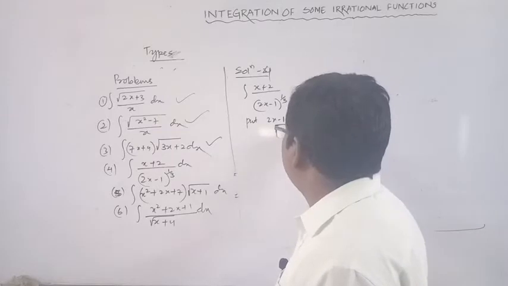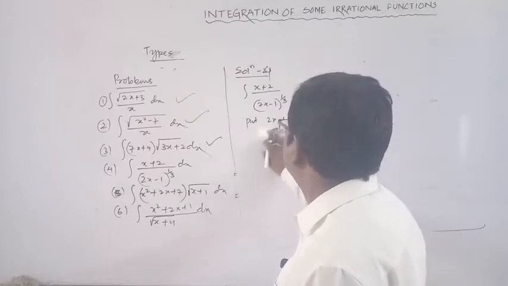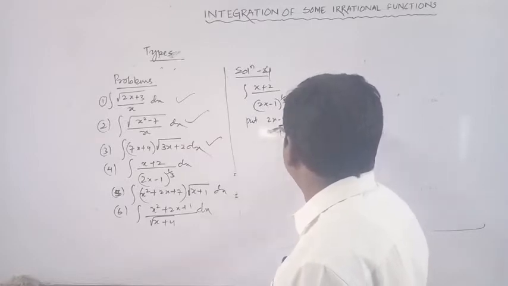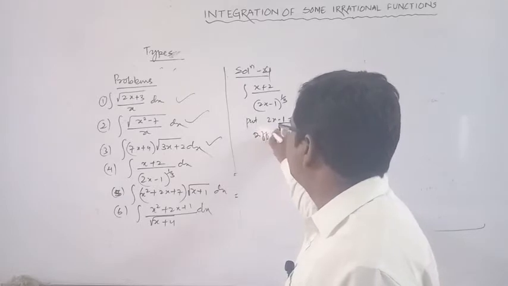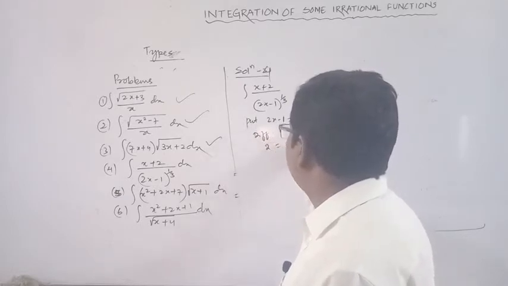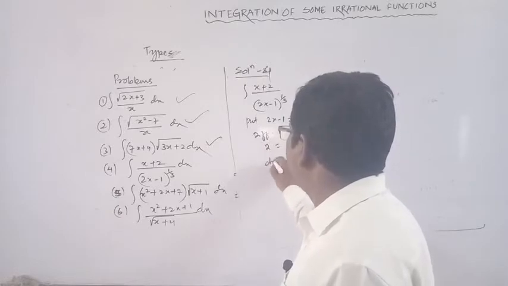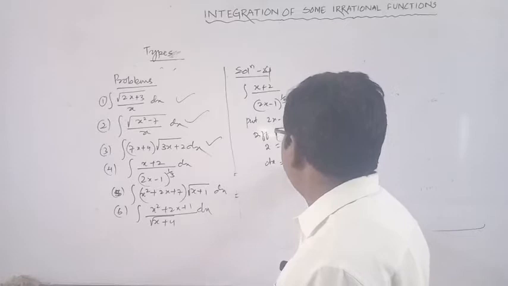And this implies x is equal to (t³ + 1) by 2. This is the value of x. So differentiate this. 2 is equal to 3t² into dt by dx, and dx is equal to what? 3t² dt by 2.